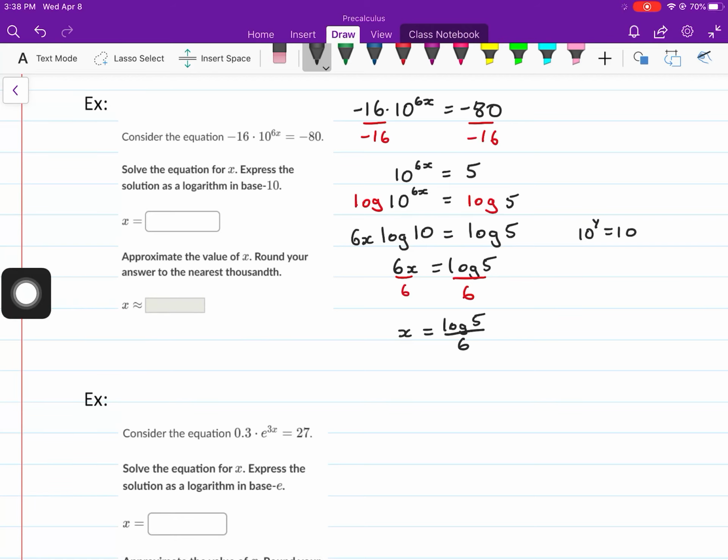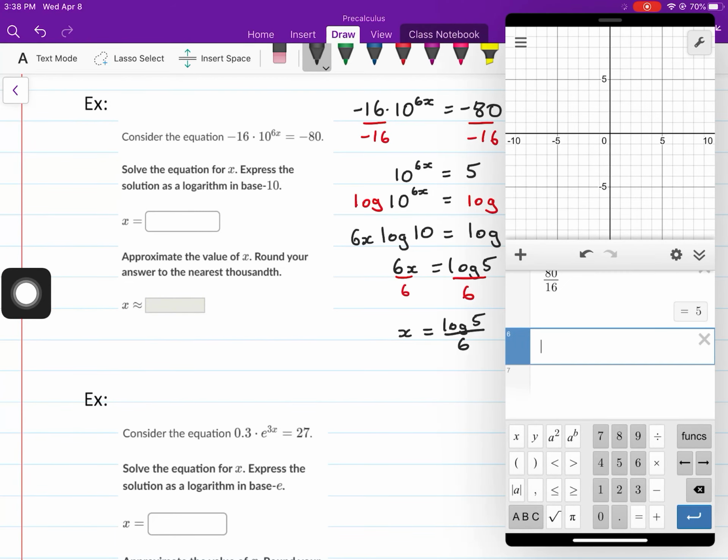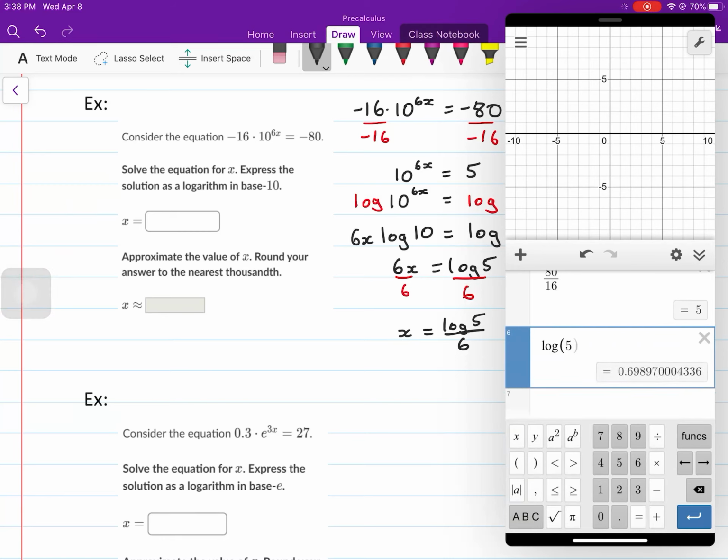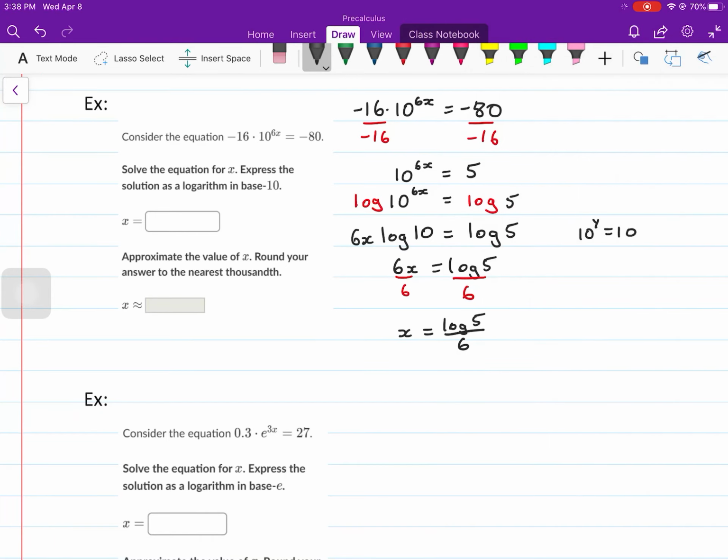What do you put for the second part of the answer? Well, that's just going to go into Desmos. So you have log of 5 divided by 6, and that's 0.116. It says round to the nearest thousandth, so 0.116. And there you go.